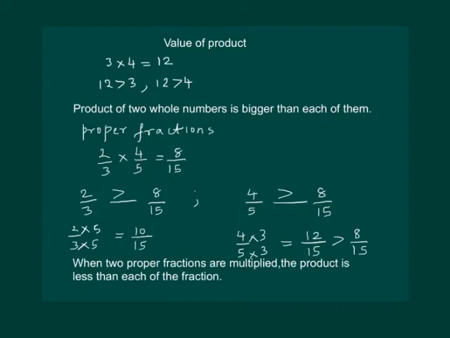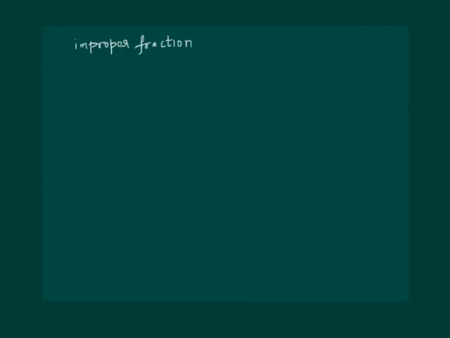That implies that when two proper fractions are multiplied, the product is less than each of the fractions. Like here, 8 by 15 is less than 2 by 3 and it is also less than 4 by 5. Let us check what happens if we take two improper fractions. Say we take 7 by 3 into 5 by 2. We will get 35 by 6.